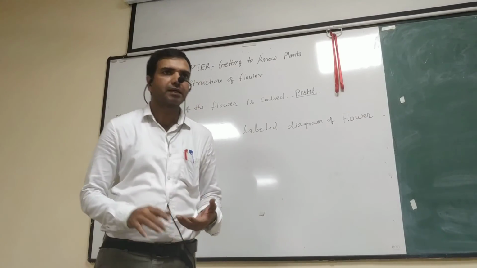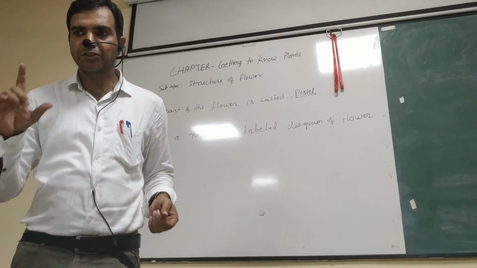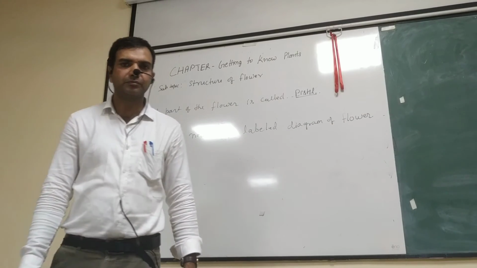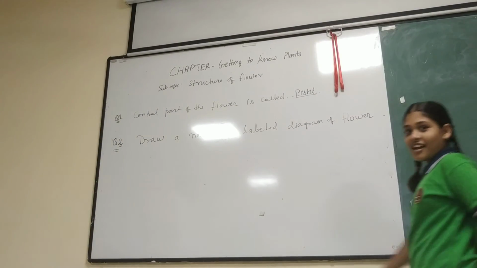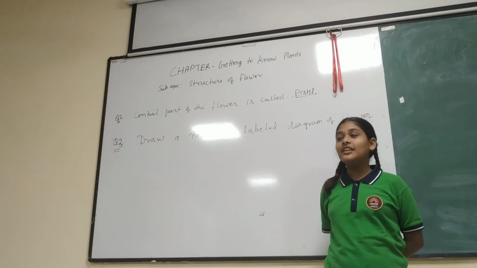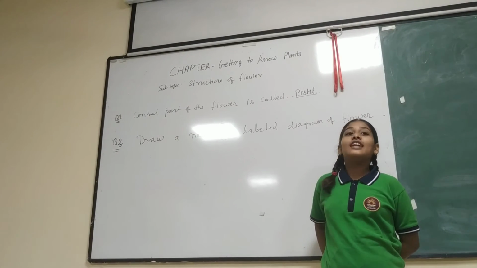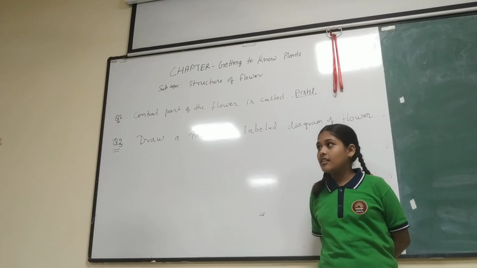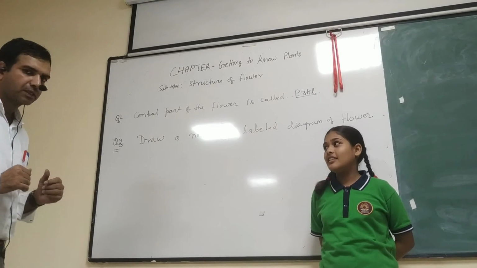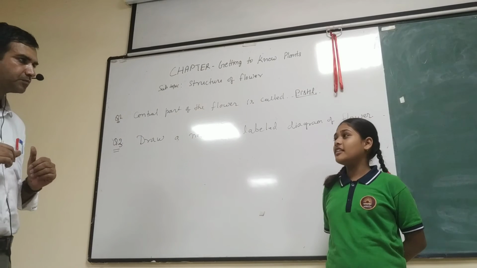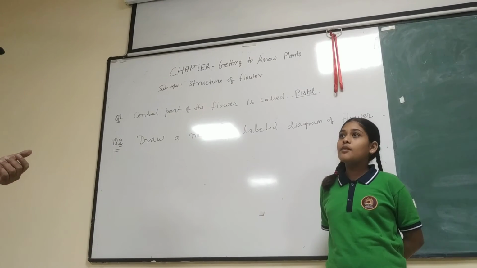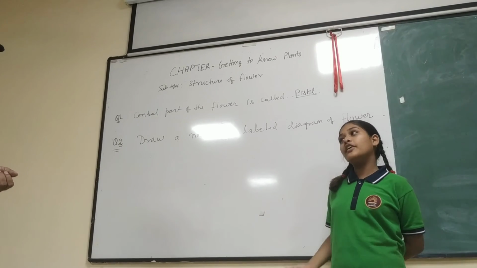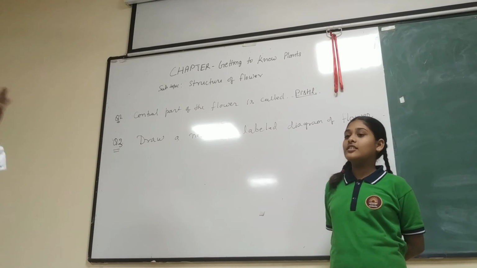Okay, beta, come, any one of you, and explain how many parts of a flower there are. Come, Archana. Sir, there are four parts of a flower, which are sepals, petals, stamen, and pistil. What is the outermost part of the flower? Sir, sepal. What is the color of this? Green. Next to it, sir, petal. Is it always yellow in color? No, sir, it is in different colors. It may be different for different plants.